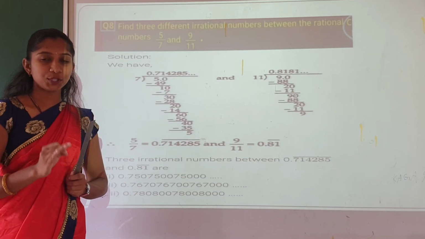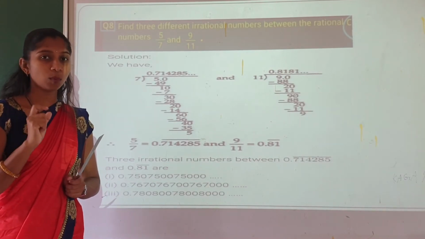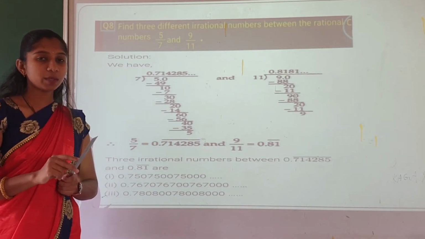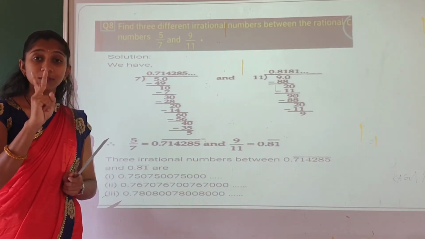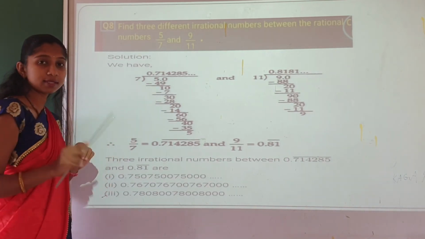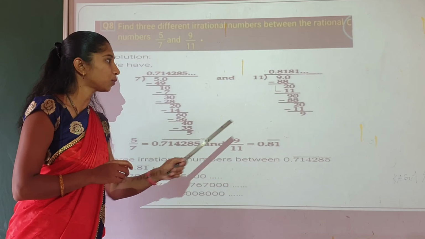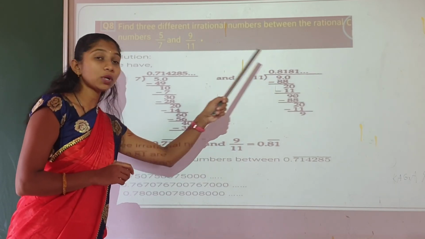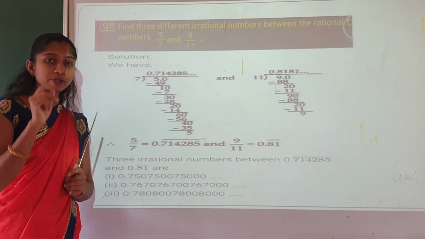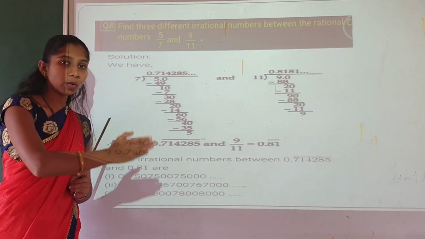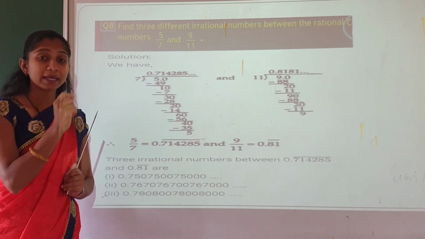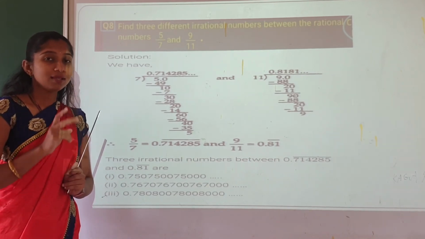After doing division, what should you do? Main point, look at the quotient answer. After the decimal point, you concentrate mainly on the first two digits. Look at the first number, 0.71 is there, 71. This is the main point you have to identify. Here what is that? 0.81. It means you have to write an irrational number between 0.71 and 0.81. This is the main point you have to identify by considering the question here.